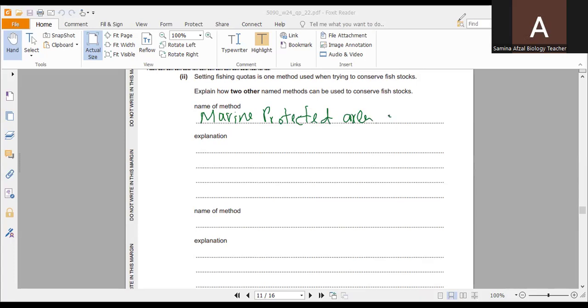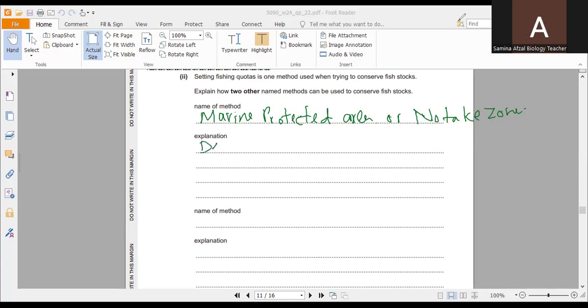Or no-take zone. There are other methods which you can see written in your marking scheme. You can use them as well. So I have chosen marine protected area. A marine protected area means a designated area in the ocean where human activities, particularly fishing, are restricted or completely prohibited.